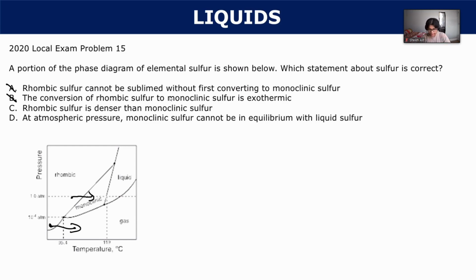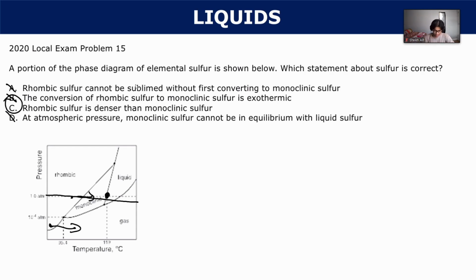Let's take a look at C. Rhombic sulfur is denser than monoclinic sulfur. Let's come back to that. At atmospheric pressure, monoclinic sulfur cannot be in equilibrium with liquid sulfur. So at atmospheric pressure, that's this line right here, monoclinic sulfur cannot be in equilibrium with liquid sulfur. That's not correct. We have an instance right here where it's in equilibrium. It's on the line, therefore both of them can exist at the same time. And that means C has to be the right answer, but let's take a look at why.